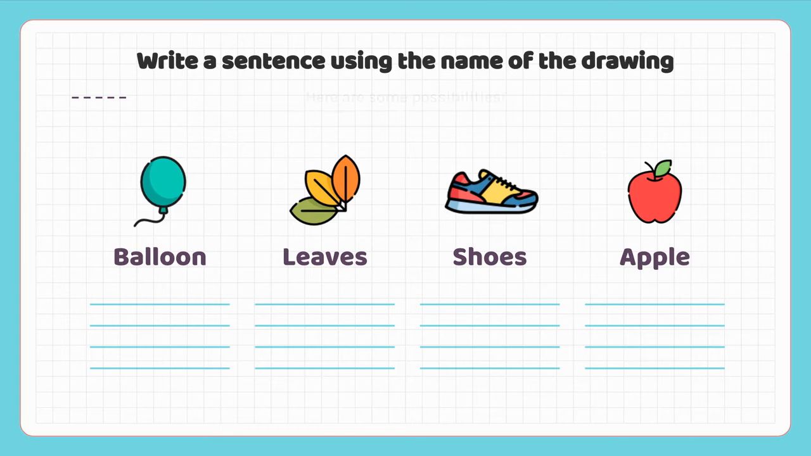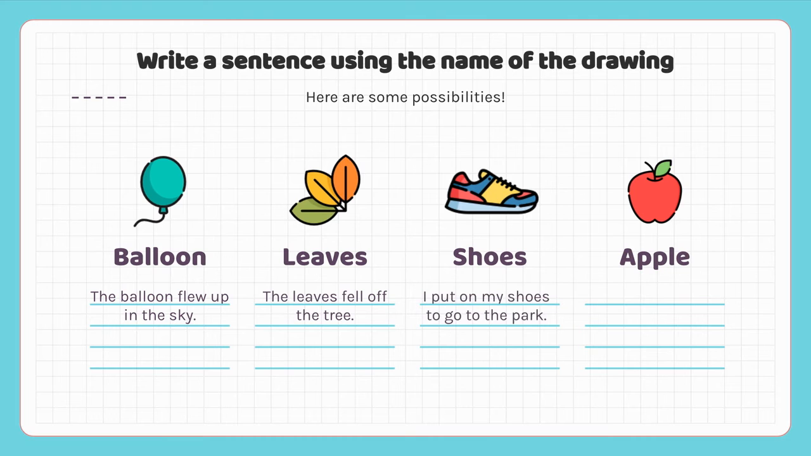Here are some examples. For balloon, we wrote, the balloon flew up in the sky. For leaves, we wrote, the leaves fell off the tree. For shoes, we wrote, I put on my shoes to go to the park. For apple, we wrote, the yummy and juicy apple was picked off the tree.